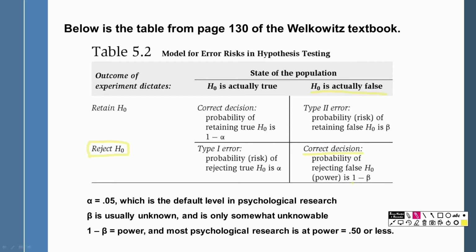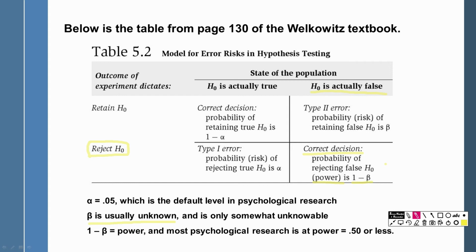But there's a probability involved in this, and that probability is 1 minus beta, where beta, as I wrote down here, is usually unknown, and it is only somewhat knowable. What you have to do in order to determine beta is first do a power analysis, and so this is by definition power. Power is your ability to reject the null hypothesis when it should be rejected.